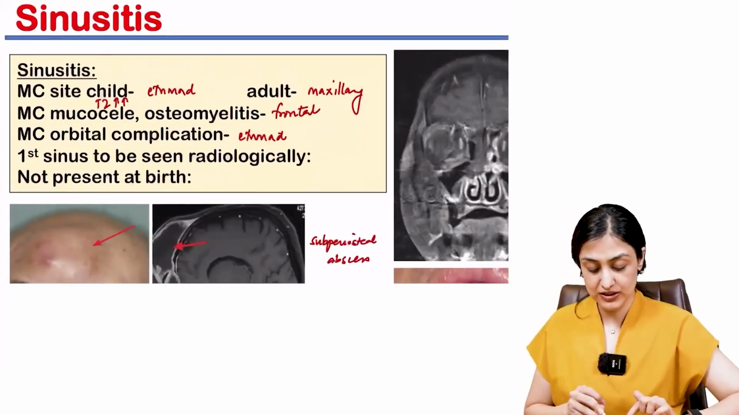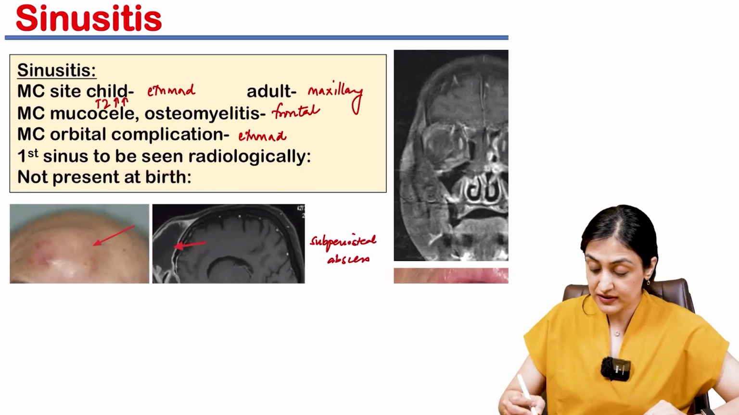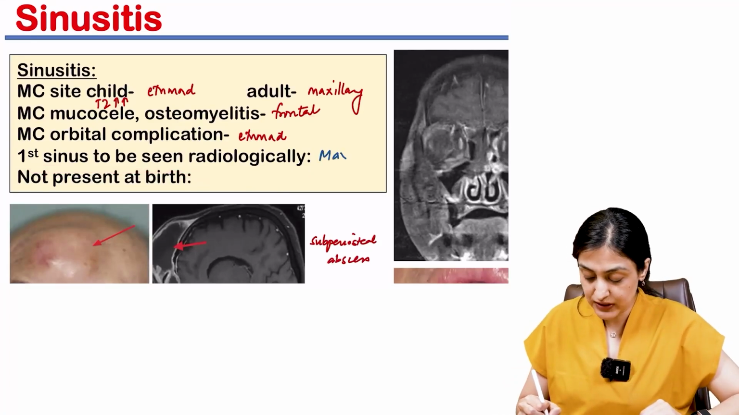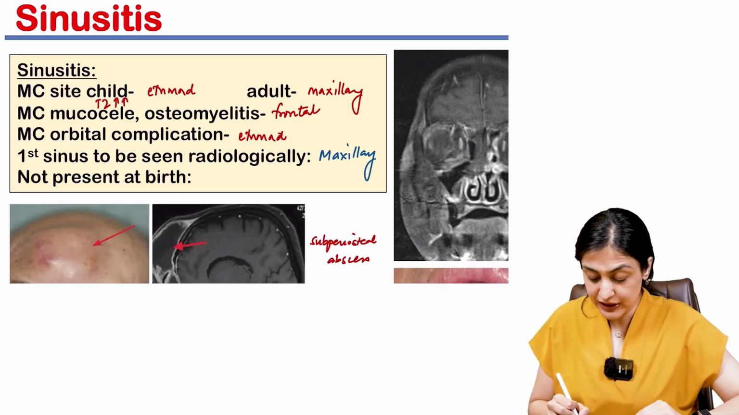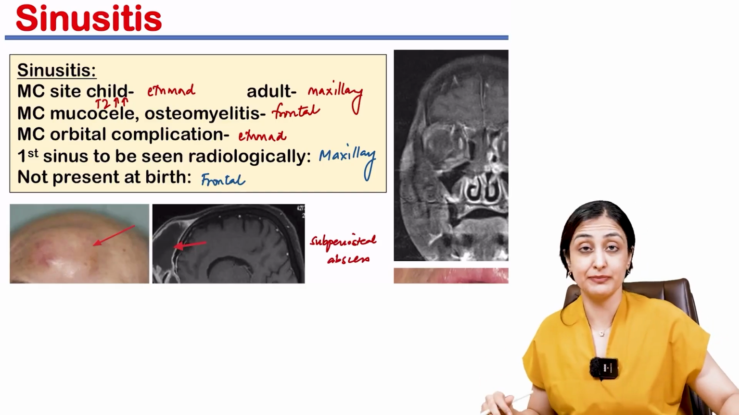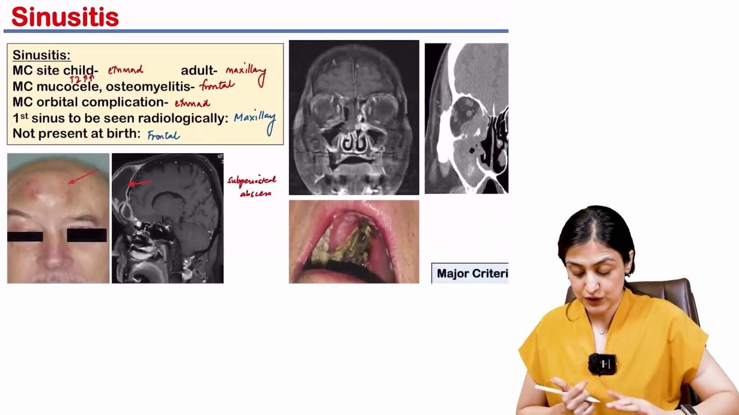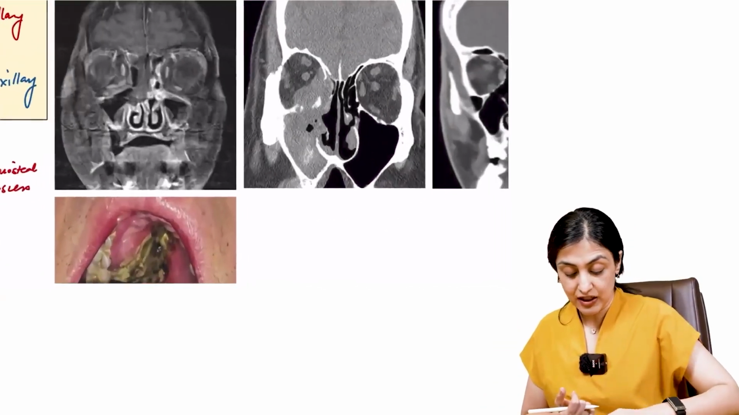Fine, so quite logical. First sinus to be present radiologically is our largest one, that's maxillary, and not present at birth, remember, is frontal. Okay, so frontal sinus is not present at birth, it develops later. So these are some questions. Looking at another condition.